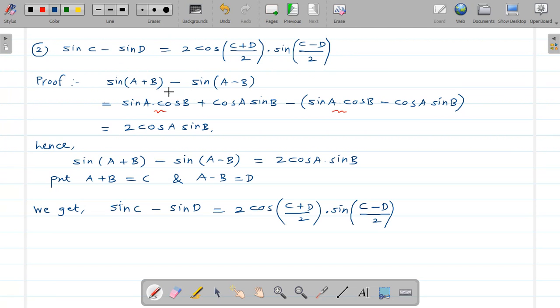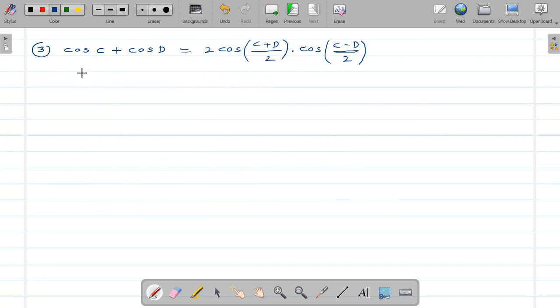See the combination, after subtraction we get the combination 2 times cos a into sin b, and in the first one if you add these two, then you will get 2 times sin a into cos b. Here it is 2 times cos a into sin b, so that combination is also important to remember this formula. Next one is cos c plus cos d is equal to 2 times cos (c plus d) upon 2 into cos (c minus d) upon 2. Now see how you will get this.